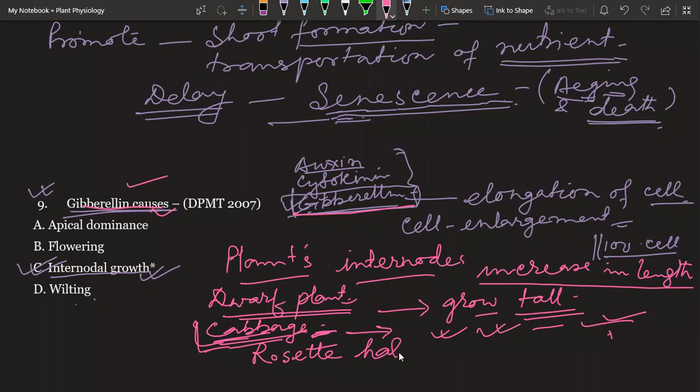Rosette habit. Many plants you have seen don't have almost a stem. Their leaves are very near to the ground. Visible stem branches are not there. Only the root and the leaves are there. They are the rosette plants, like beets, etc. Also, they have the rosette habit. Carrot, see, they have root and then leaves, very short stem. So in those plants, there is the process that is known as bolting.